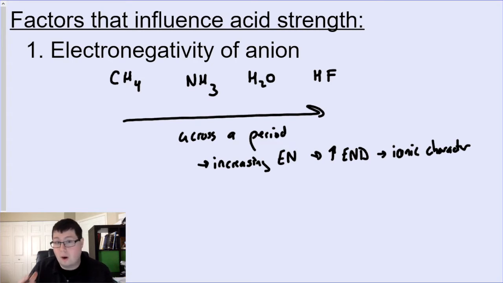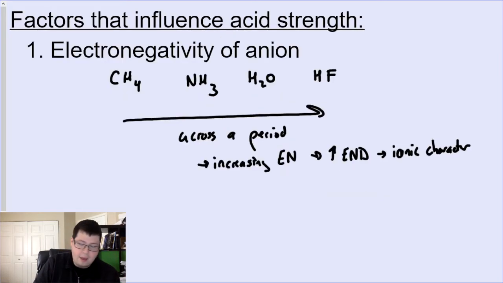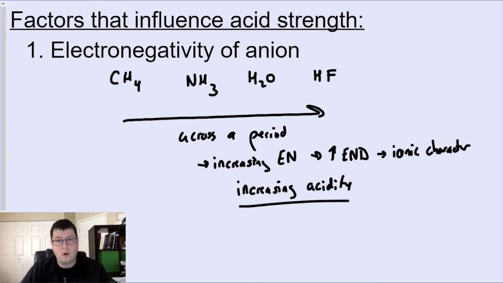And so the more that this bond begins to look like an ionic bond, the more easily it's going to ionize in solution. And like we had seen back here, the more that this acid ionizes, the higher the Ka, the stronger that acid strength. And so as we go across a period, we have increasing EN, increasing ionic character. That means we have increasing acidity. So as you go across a row, you have increasing acidity.